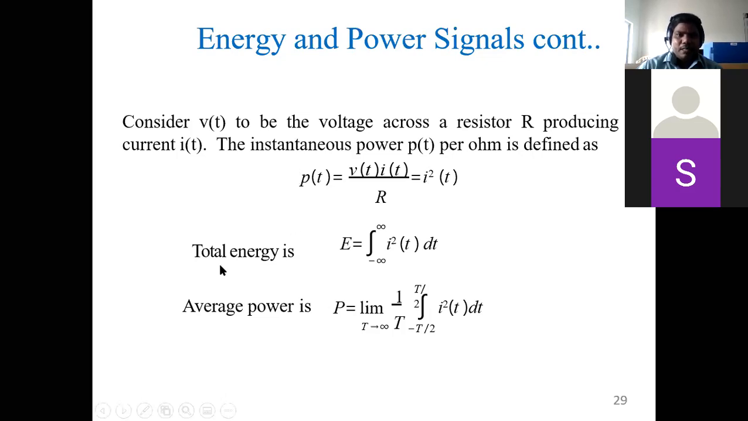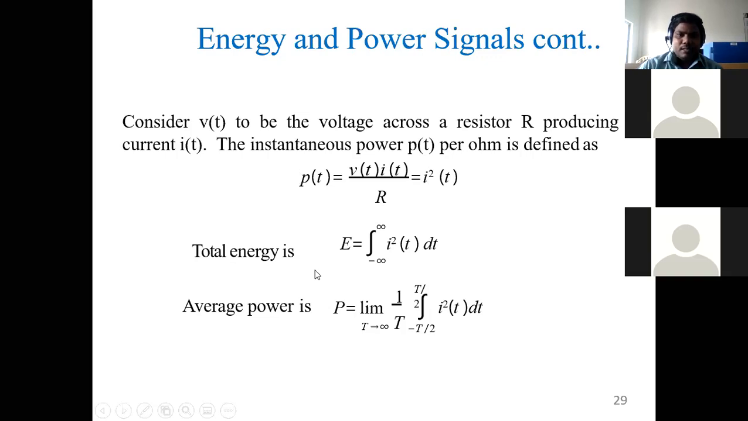So therefore, the total energy of a given signal, capital E, is equal to the integral from minus infinity to infinity of I square of t into dt. This is the total energy of a given signal, which is mathematically written like this. Whereas average power, capital P, is equal to the limit as T tends to infinity of 1 over T, integral from minus T by 2 to positive T by 2 of I square of t into dt.